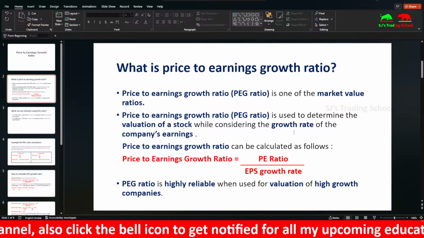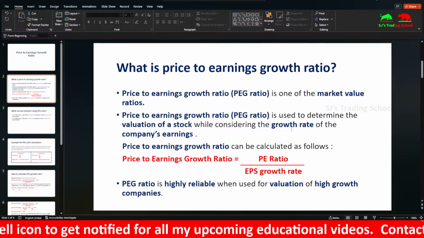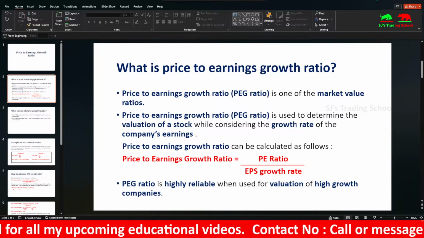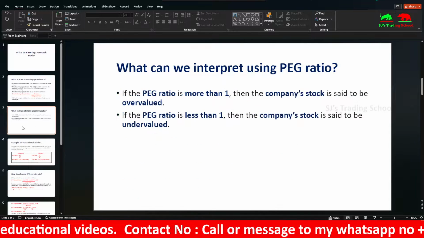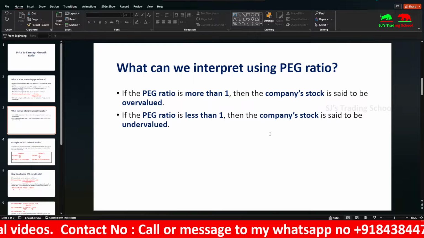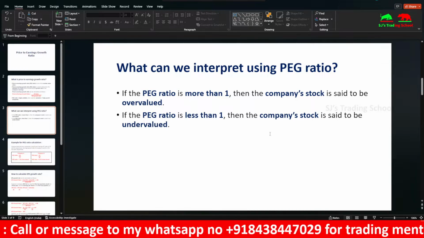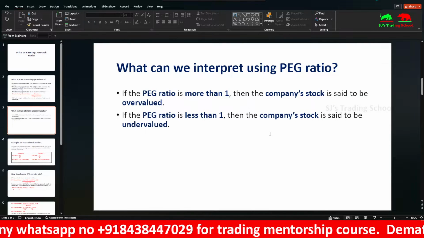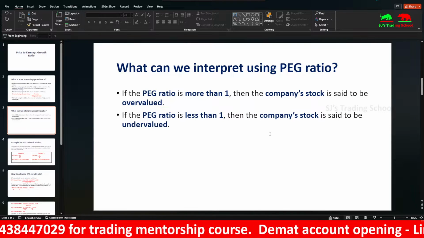If a company has a better future, for example if a company releases a product which will do better in the future, these companies are known as growth companies. Next, what we can interpret using this PEG ratio is that if the PEG ratio is more than 1, then the company stock is said to be overvalued. If the PEG ratio is less than 1, then the company stock is said to be undervalued. This is the normal assumption. But this is not always the case.